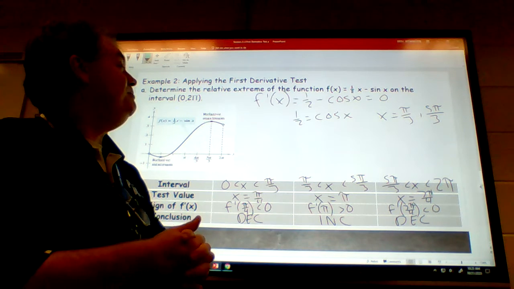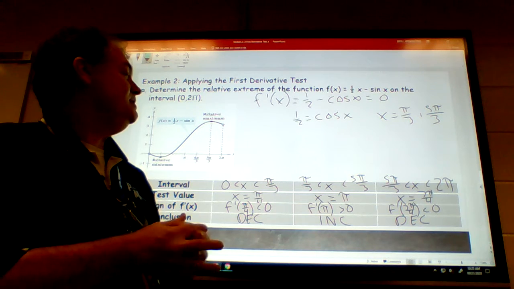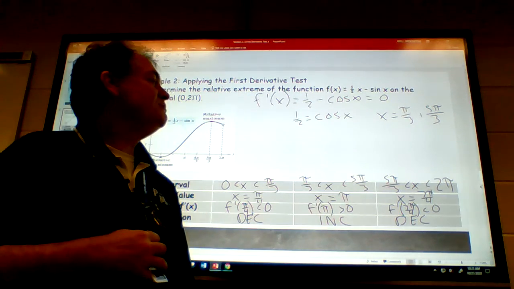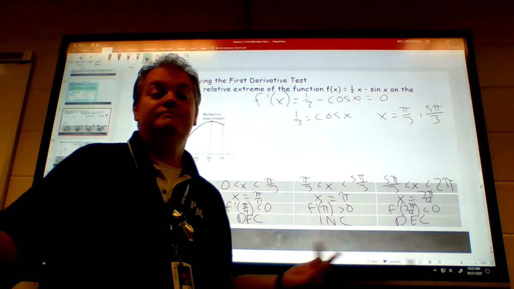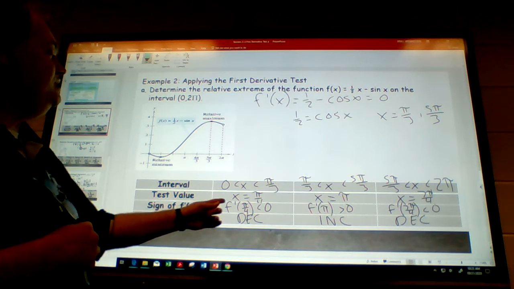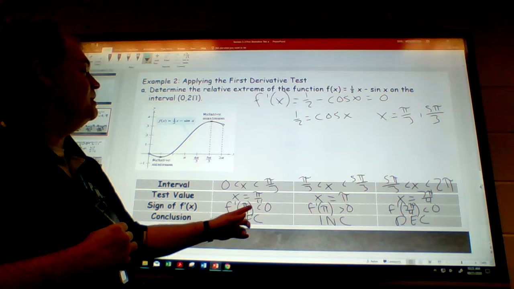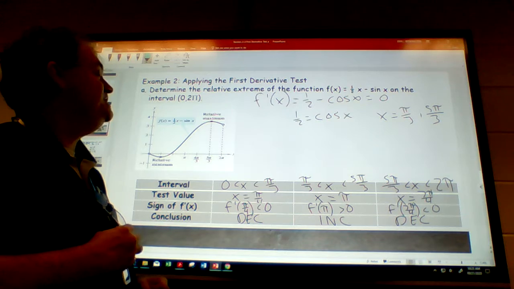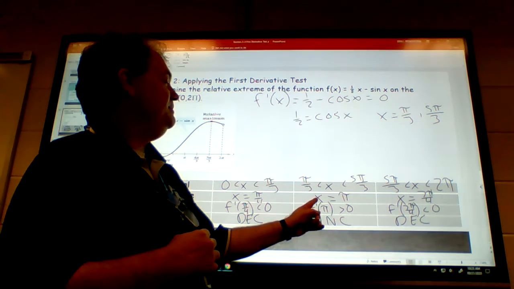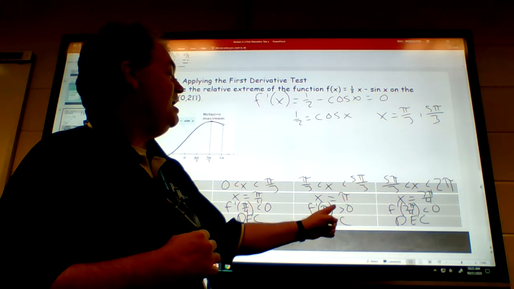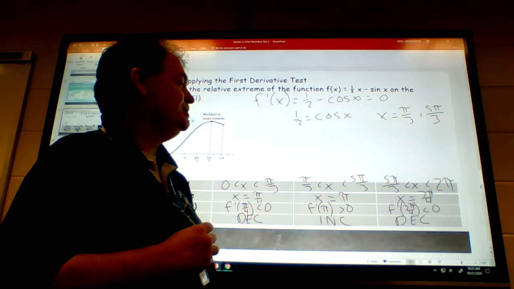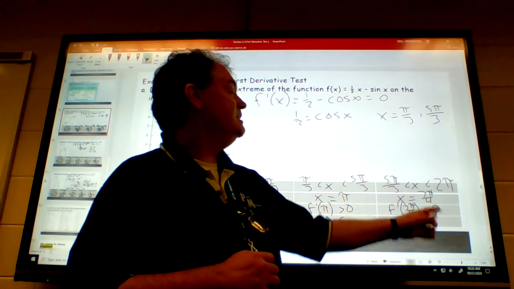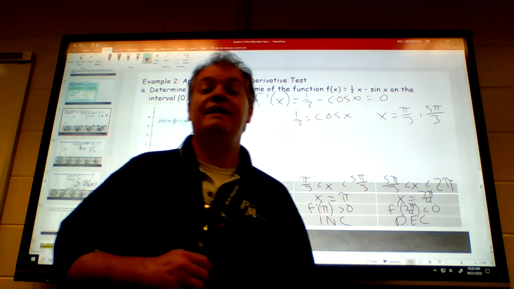Then for pi over 3 to 5 pi over 3, I just chose an easy one. I chose pi. It's right there. And then for 5 pi over 3 to 2 pi, I chose 7 pi over 4. When I plug in those test values, f prime of pi over 4 is a negative number. It's less than 0, so that means it's a decreasing function. If I do the same thing for pi, f prime of pi is positive, so that means it's an increasing function. And finally, f prime of 7 pi over 4 is less than 0. It is negative, so at that point it's decreasing.